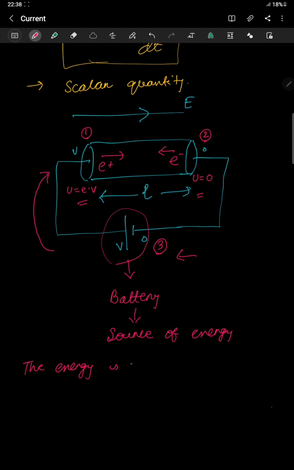The energy is used by the conductor. The conductor can be of the form like your fan, light, bulb, anything. Those will be the conductor. So this is the basic method to understand how the current flows in a conductor.